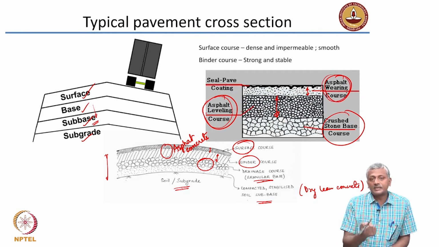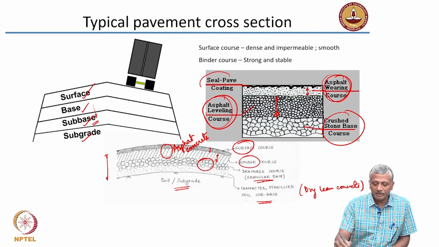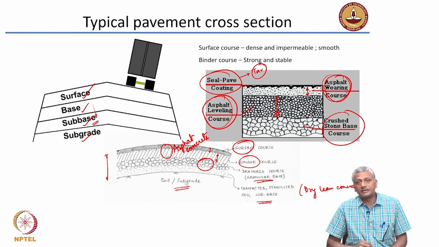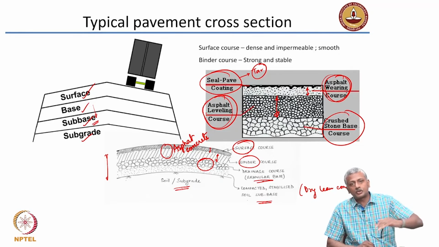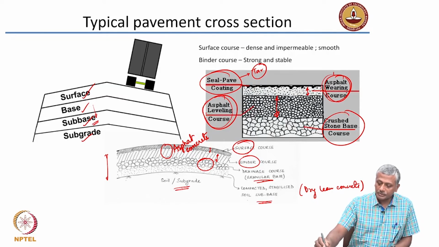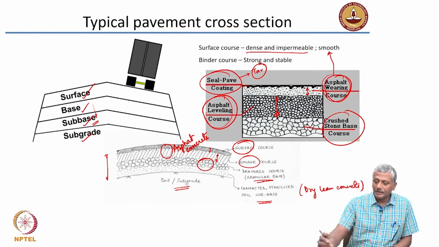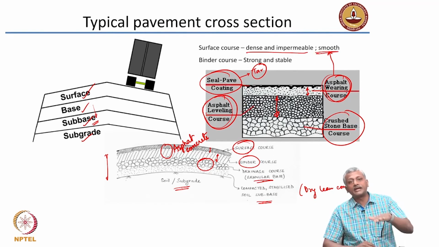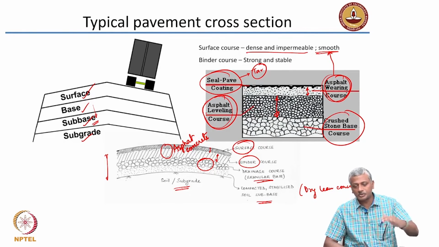And as I said earlier, sometimes you need to protect the surface from the spills of petrol, gasoline or diesel that you may get, which may dissolve away the asphalt. So, you have a seal pave coating on the top surface which is made with materials like tar, which can form a smooth layer on the surface without causing any dissolution of the asphalt underneath. The surface course or the asphalt wearing course has to be dense and impermeable. Obviously, it should not allow any moisture to penetrate. It should also be smooth enough to allow a good ride for the vehicles.